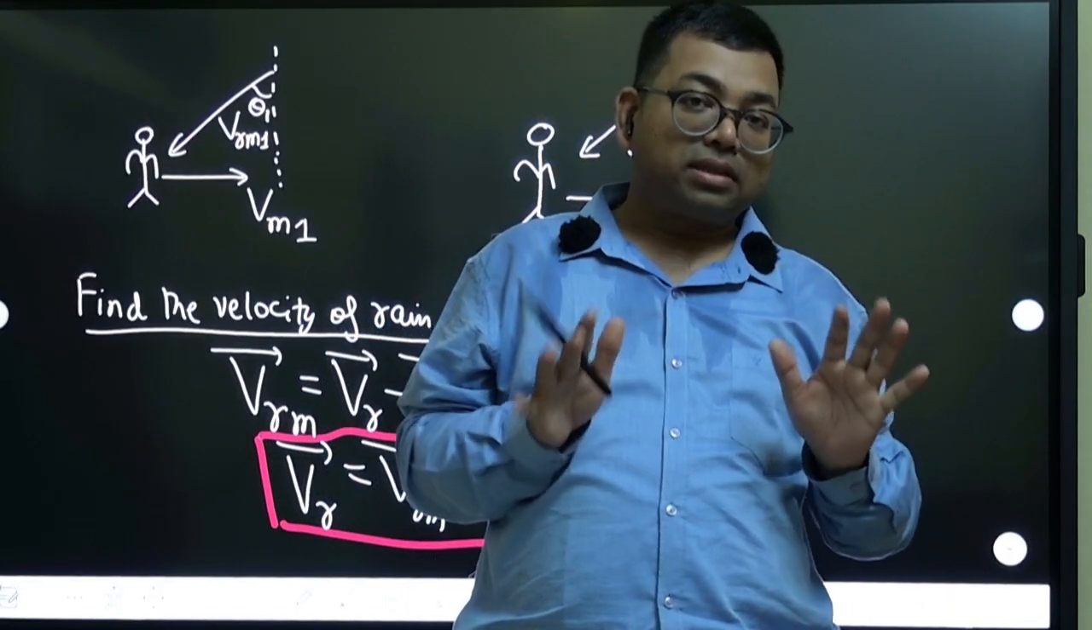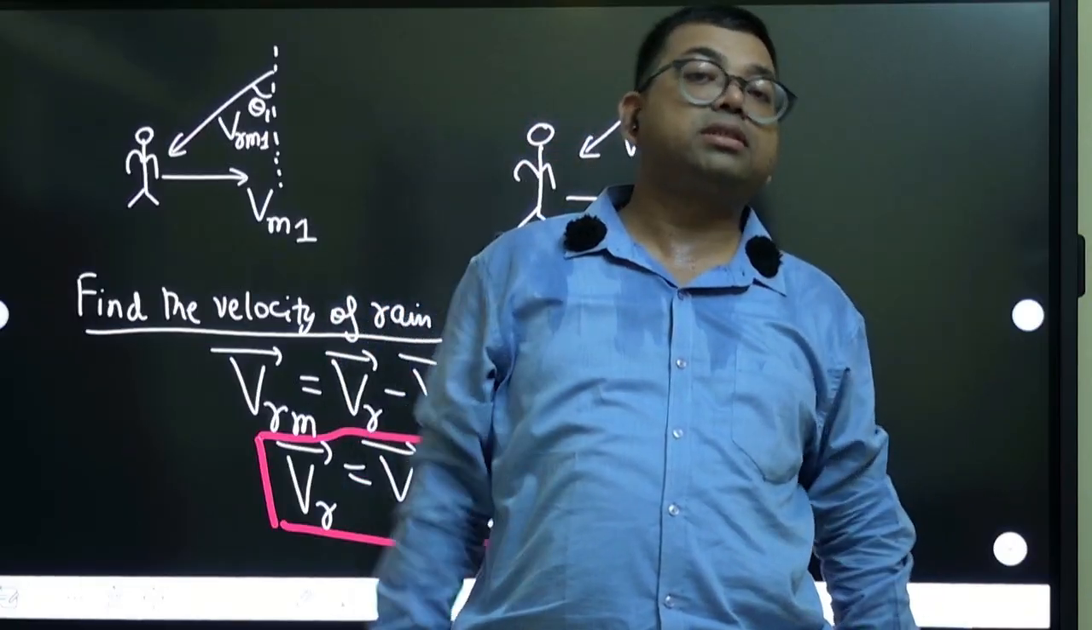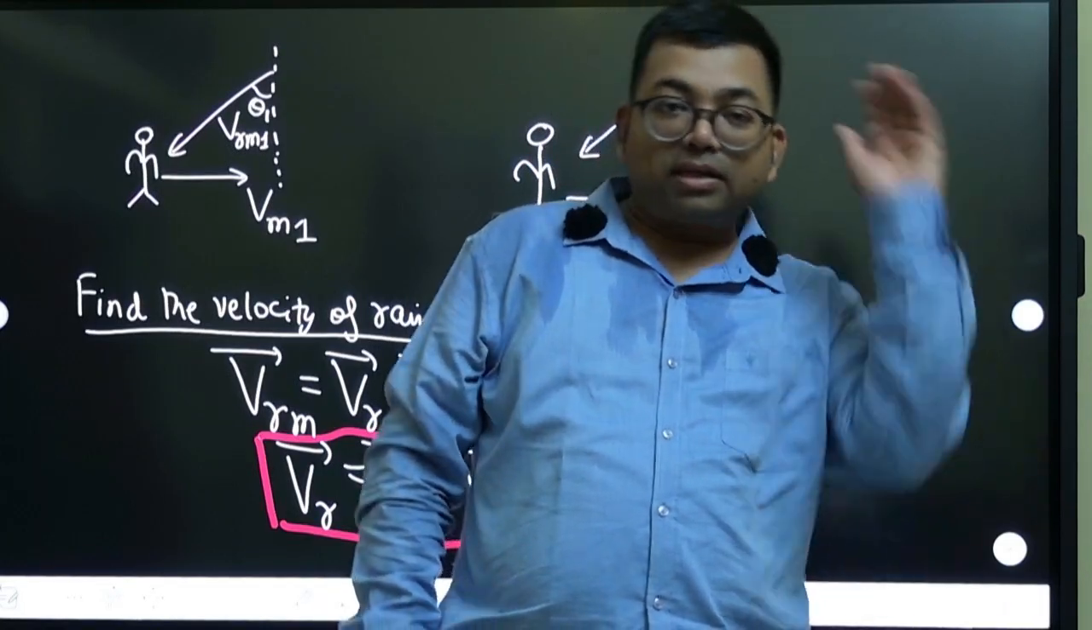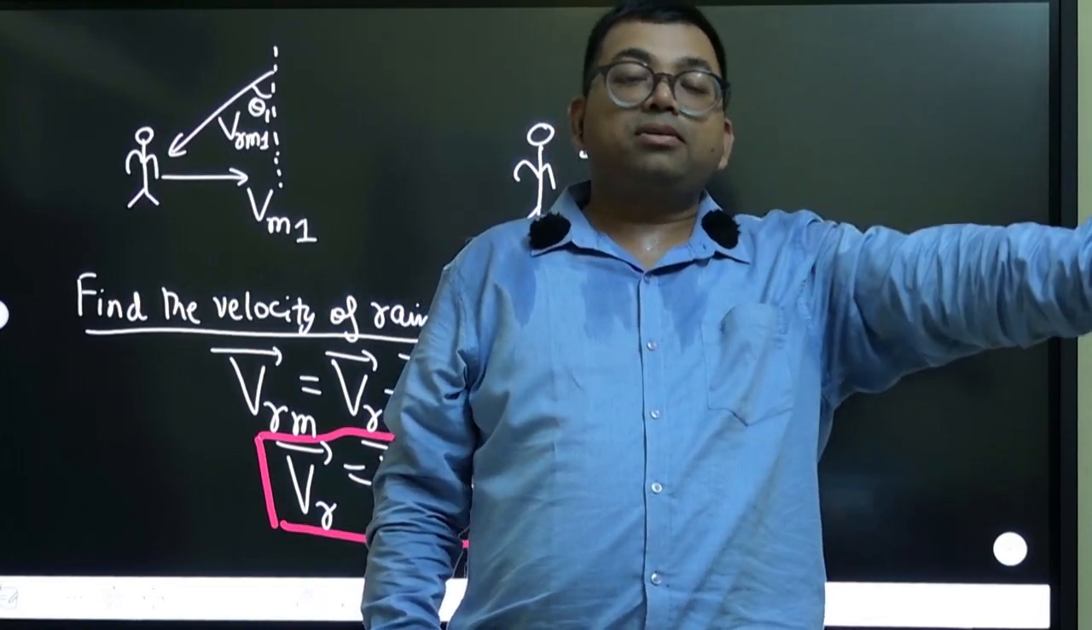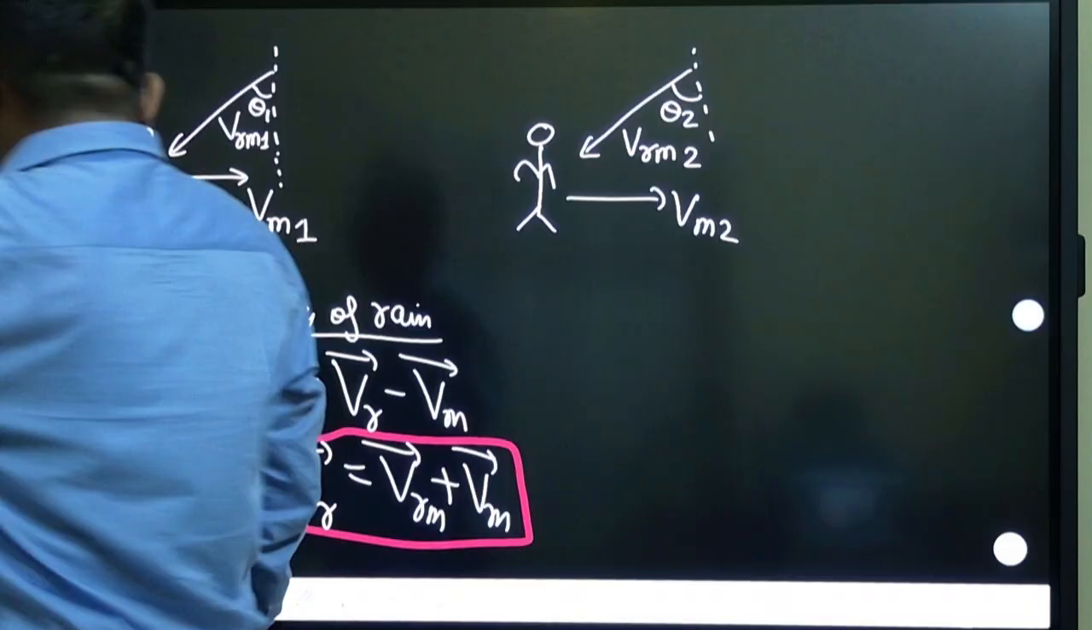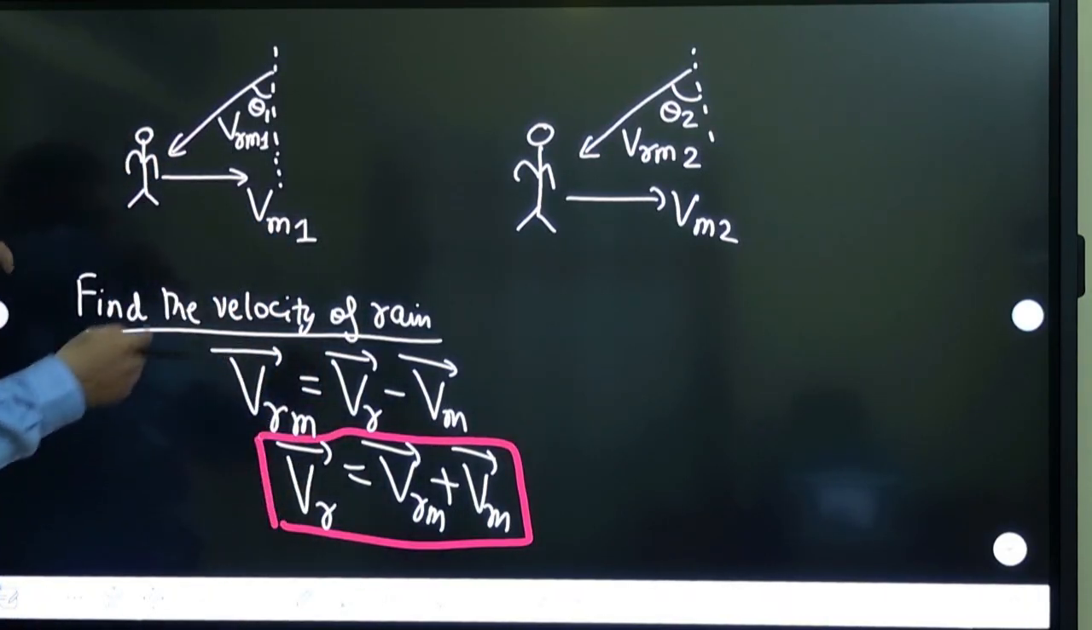Rain velocity is not changing. It is the relative velocity of rain which is changing. Why? Because man is changing his velocity. So one time he has to put the umbrella like this, next time he has to change the angle of the umbrella. So how to solve this type of problem?